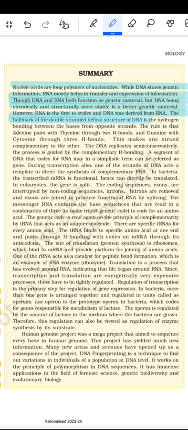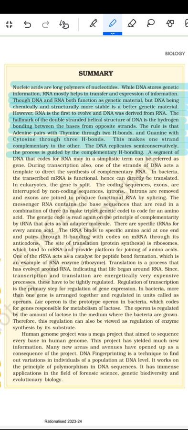The hallmark of the double-stranded helical structure of DNA is the hydrogen bonding between the bases from the opposite strands. The rule is that adenine pairs with thymine through 2 H bonds and guanine with cytosine through 3 H bonds. This makes one strand complementary to the other. DNA replicates semi-conservatively. The process is guided by the complementary H bonding.